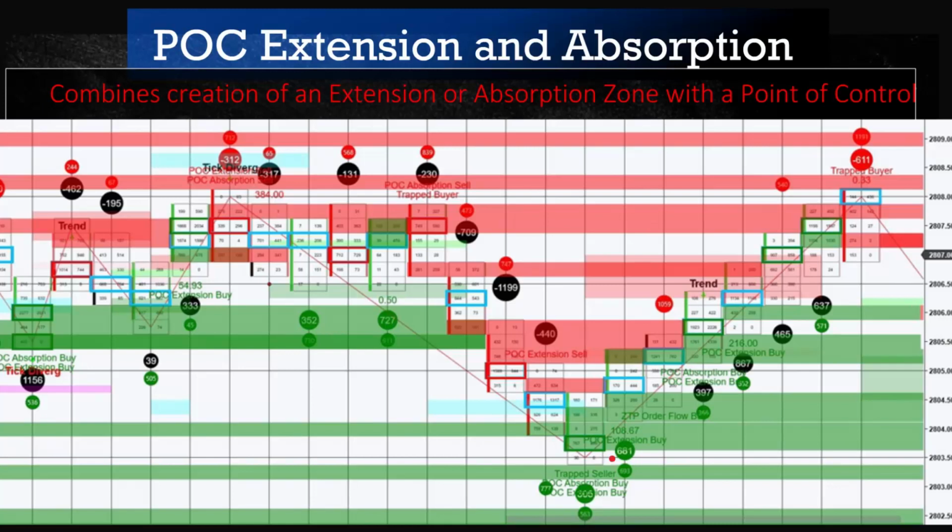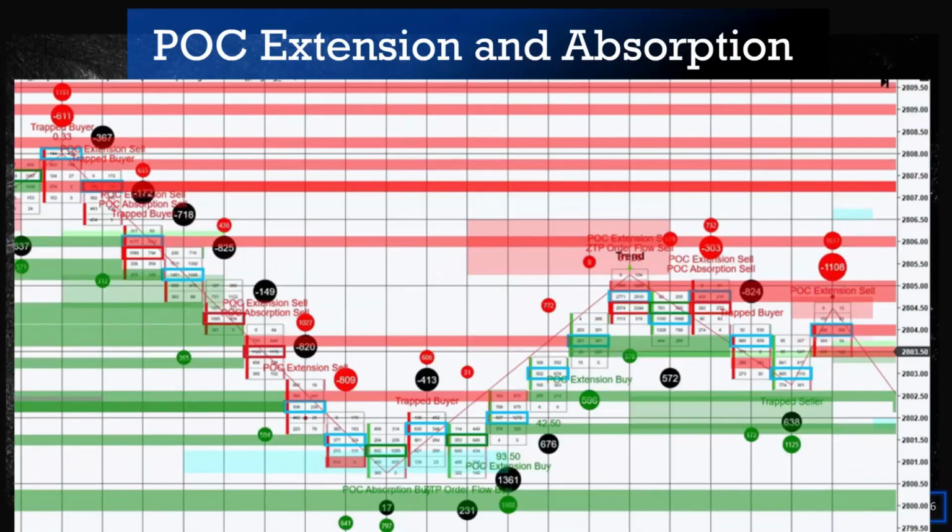The second most important signal or combination of signals is when I have the POC extension along with my ZTP order flow signal. Basically, this is again illustrating when these two patterns occur together. Down here on the bottom, we have the POC absorption along with the order flow followed by an extension. Up here, we have the POC extension and the ZTP order flow on the same bar.